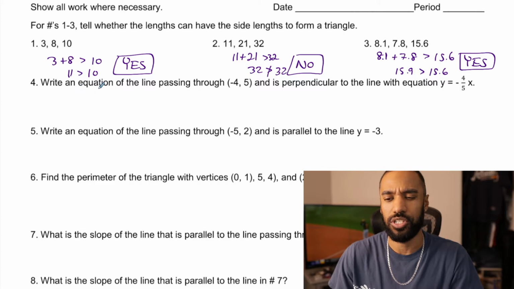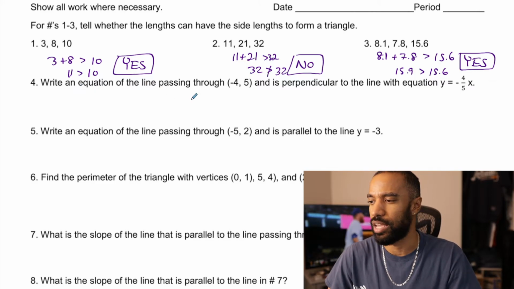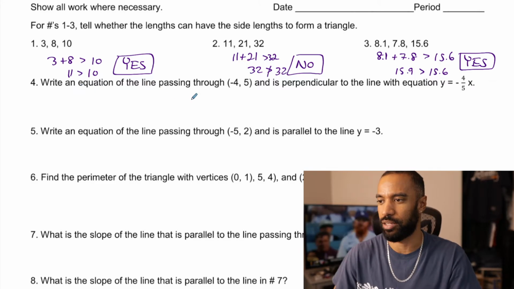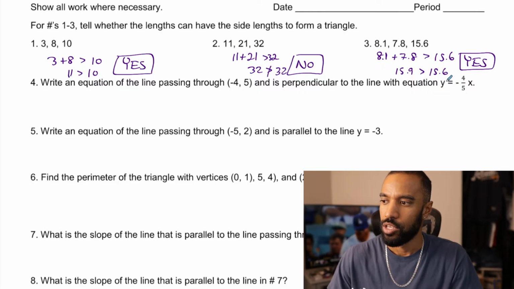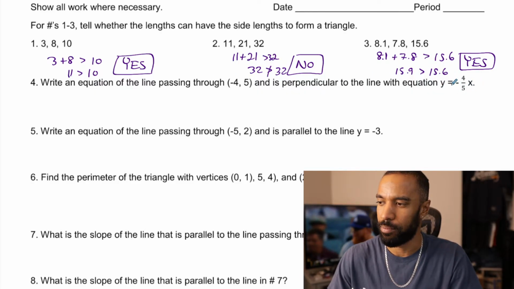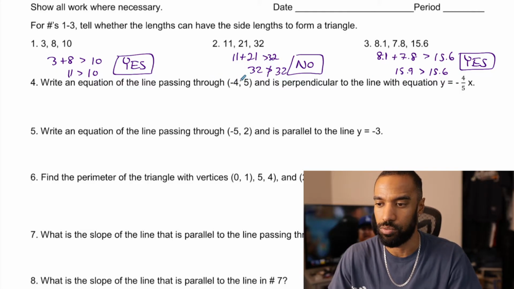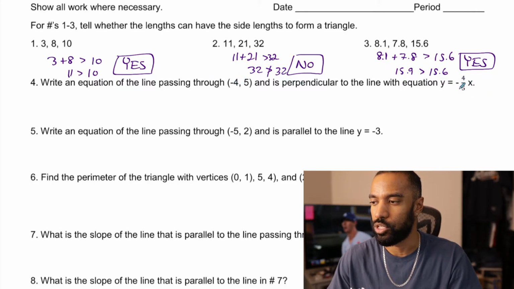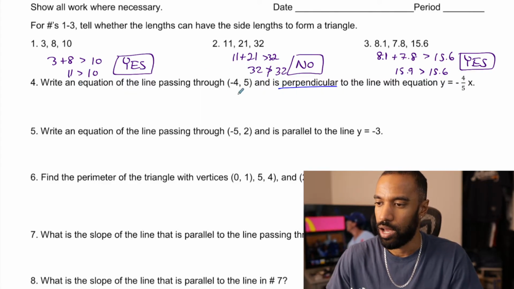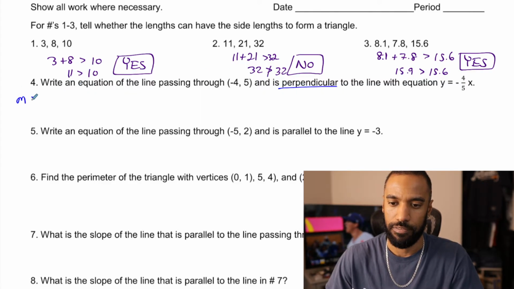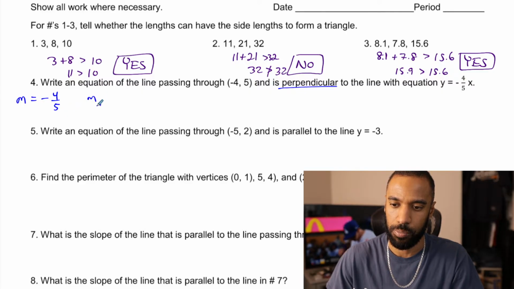All right, some more of these questions here. Write an equation of the line passing through (-4, 5) that is perpendicular to the line with this equation here. So this is y equals mx plus b form. I don't see a y-intercept. That must mean it's 0, but that doesn't matter. We're going to find a new one for this. But what we do have to do is come up with the opposite reciprocal slope. If the original slope here was -4/5, the perpendicular slope is going to be positive 5/4.